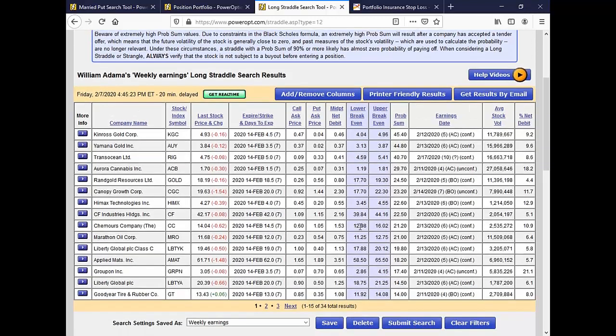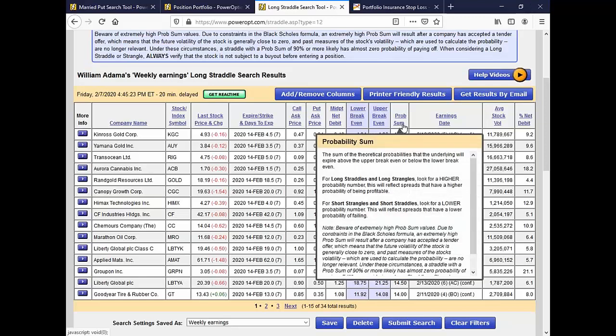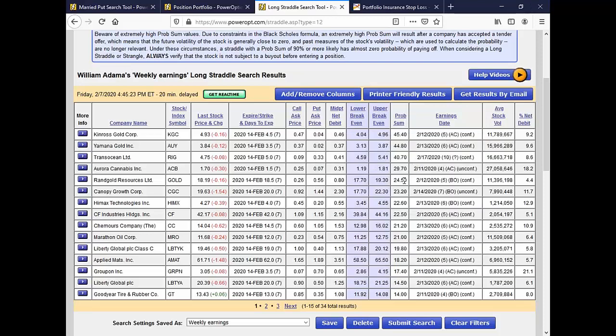What we show on the straddles is the probability sum. This is the sum of the theoretical probabilities that the underlying stock will move above the upper break-even or below the lower break-even for the straddle, the V-shaped profit and loss chart. Yes, when you're buying a long straddle, you want to look for a higher probability number. You're never going to see anything in the 60, 70, 80% range. That just doesn't happen.